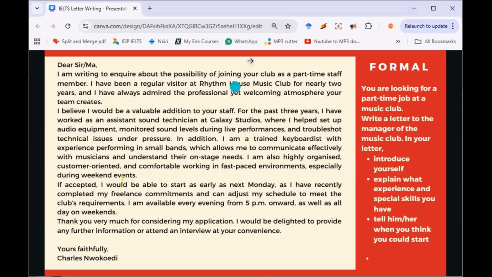So letter writing is very, very straightforward. These are things that you need to practice, writing letters like this. And over time, you're going to improve. Hope you get my point.